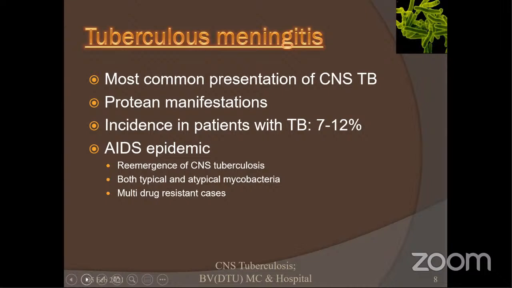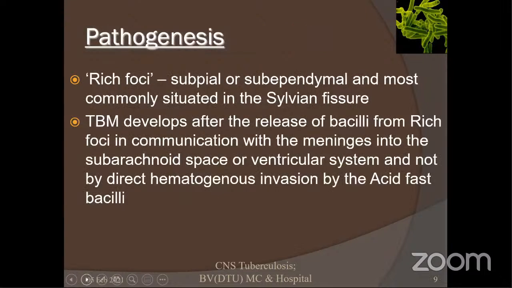The pathogenesis is very interesting in tuberculosis. It is a dysregulated inflammatory reaction. Subpial or subependymal Rich foci, most commonly situated in the sylvian fissure. Now, one should note the sylvian fissure. They are commonly situated in basal cisterns or sylvian fissure. These are the Rich foci. They developed during the initial bacteremia stage when the tubercular bacillus enters the body.